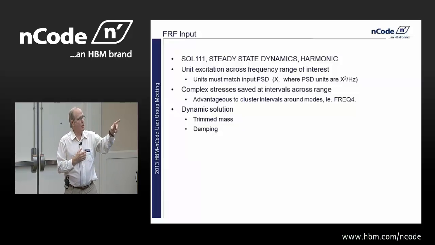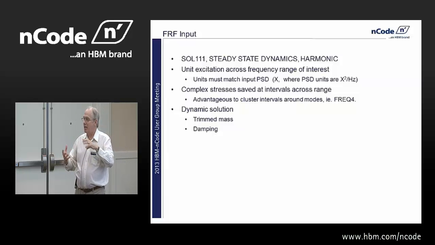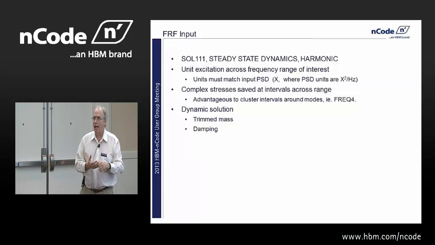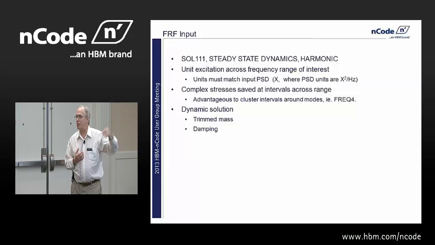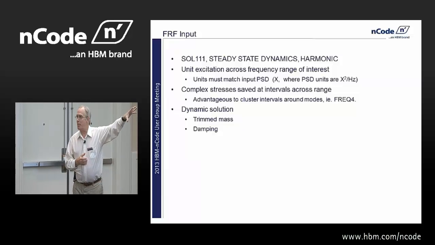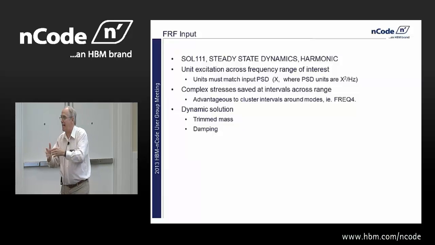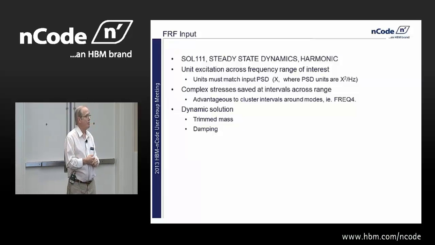One of my recommendations is try to save the results out clustered rather than just equal increments. And so you can go off and do that depending on the analysis code you're using. But like I said, for Nastran, I'd rather use a FREQ4 rather than a FREQ1 to save the results out. Clustering means I'm pushing all these frequencies around the modes of excitation. And that's typically what I'm interested in anyhow.